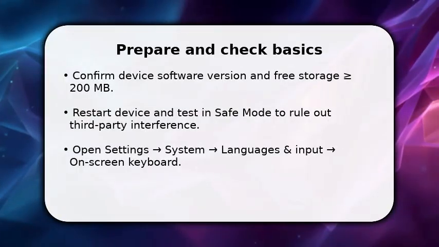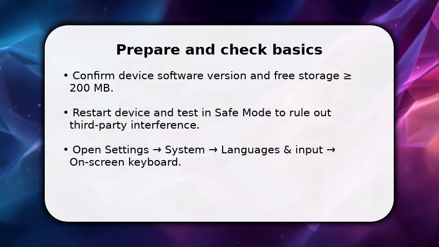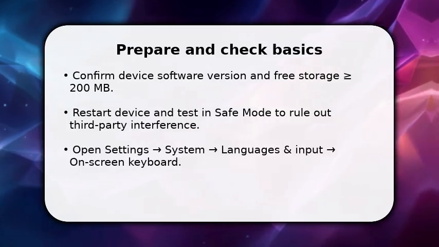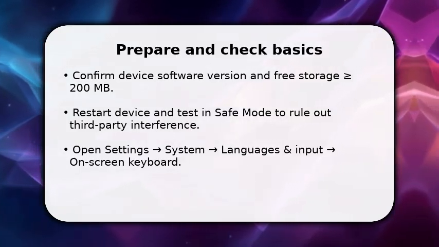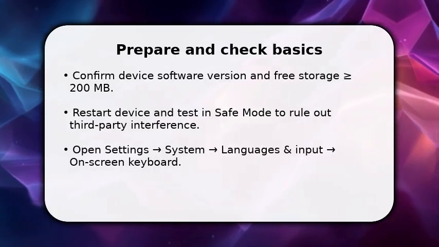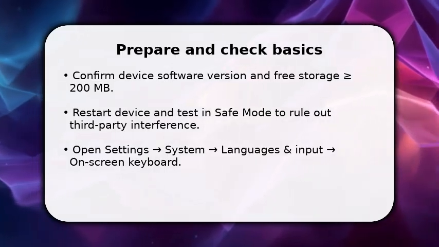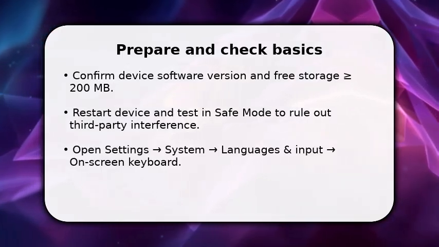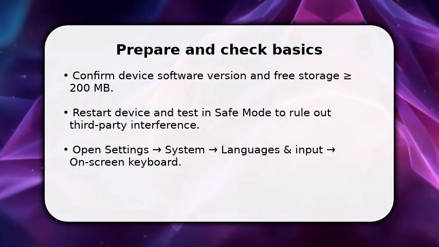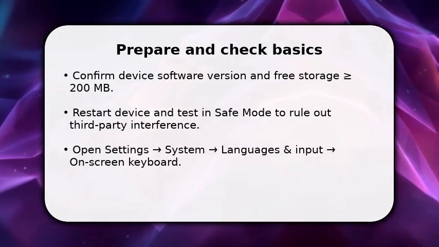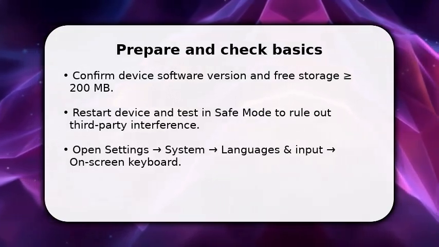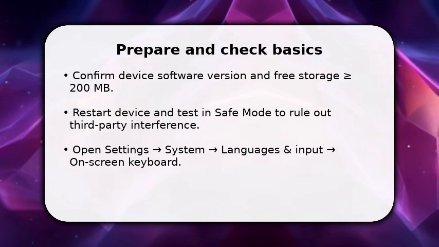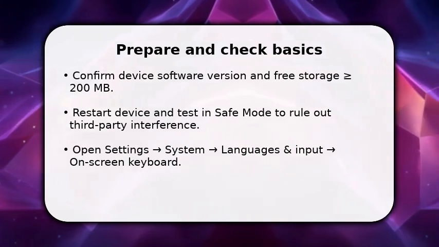You start by confirming the essentials. Check Android version and free storage so the keyboard can load. Once done, restart the phone to clear transient glitches and then boot into safe mode to see if a third-party app is blocking input. Now go to Settings, System, Languages, and Input and open on-screen keyboard. You need to verify the active keyboard and available options. This first sweep isolates common causes quickly and gets you ready for targeted fixes without wasting time.